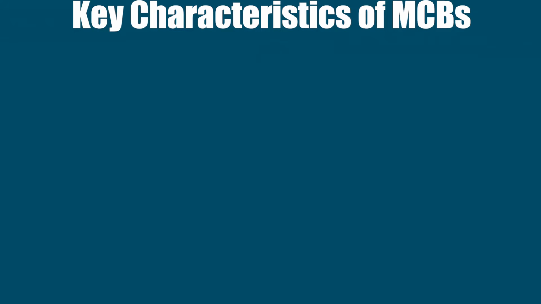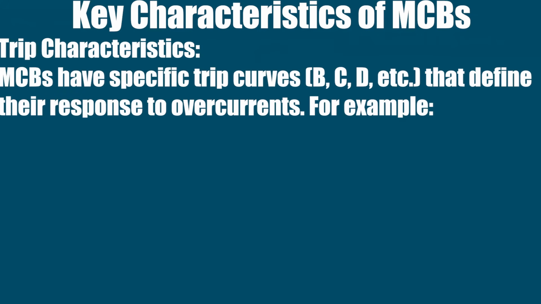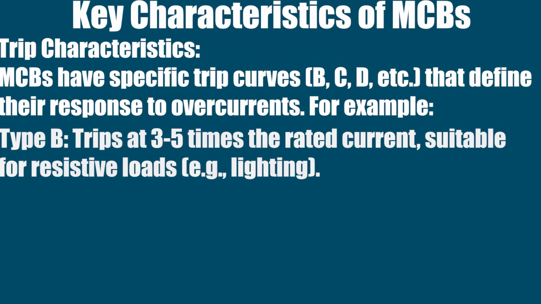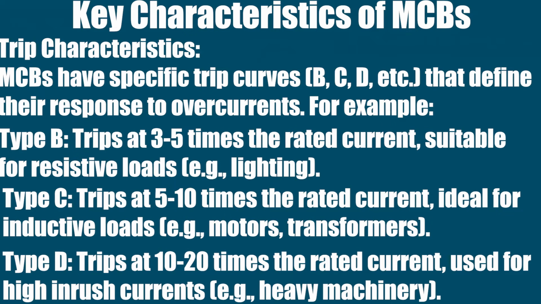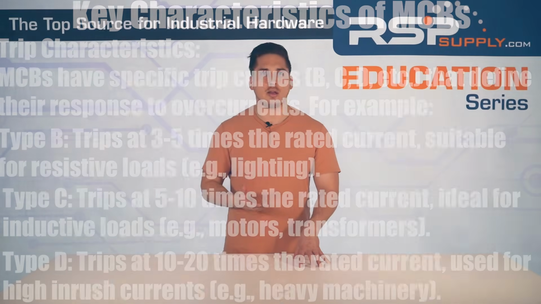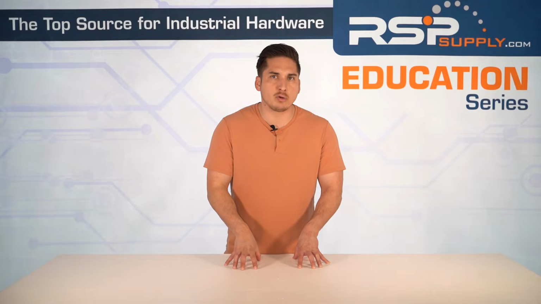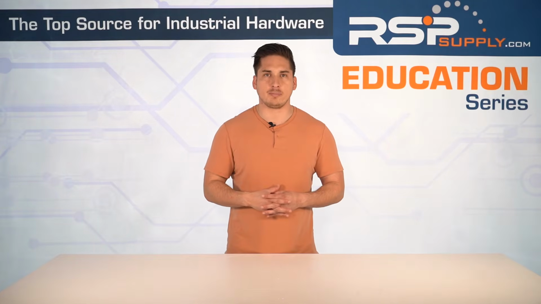So, trip characteristics. Miniature circuit breakers have specific trip curves, whether it be B, C, D, etc. And these define their response to overcurrents. For example, type B is going to trip at 3 to 5 times the rated current, suitable for resistive loads like lighting. Type C is going to trip at 5 to 10 times the rated current, better for inductive loads like motors or transformers. Type D trips at 10 to 20 times the rated current, used for high inrush currents like heavy machinery. The choice of trip curve depends on the nature of the load and the need to avoid nuisance tripping while ensuring protection.